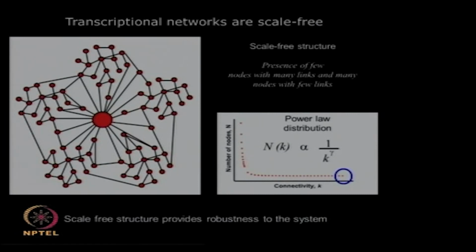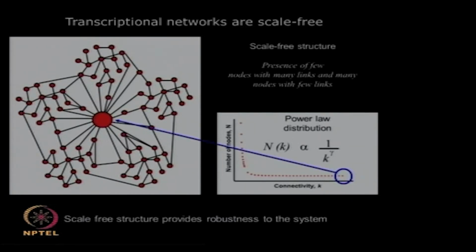For instance, in the network figure that you see to the left, there is a big red node which is highly connected. But there are not many such highly connected nodes, and there are many nodes which are very poorly connected. So, in other words, a scale-free structure refers to a network structure where there are few nodes which are highly connected and most nodes are poorly connected.